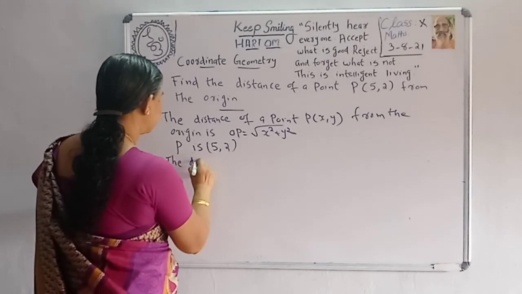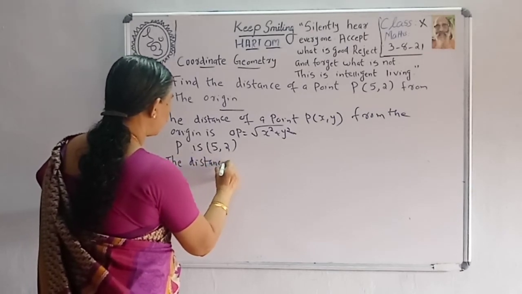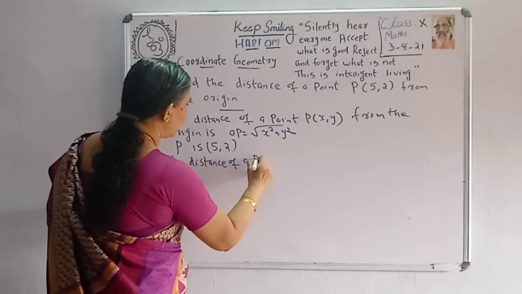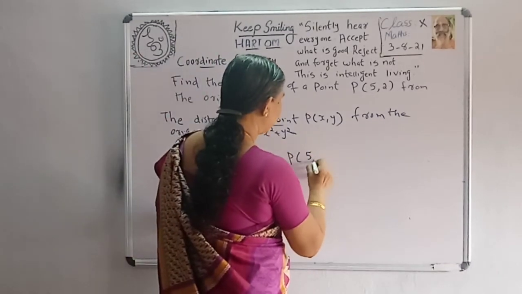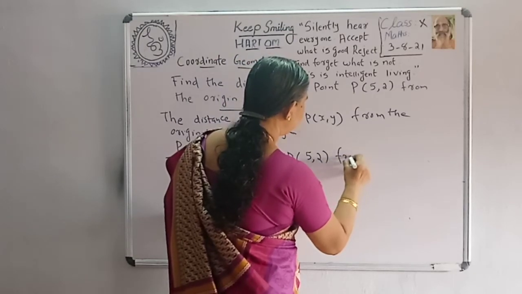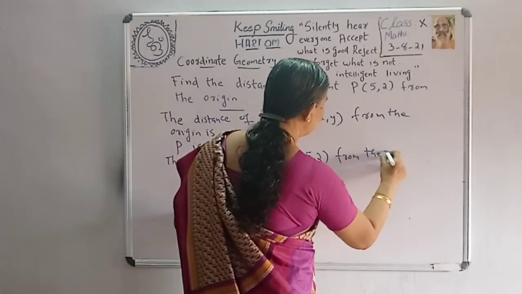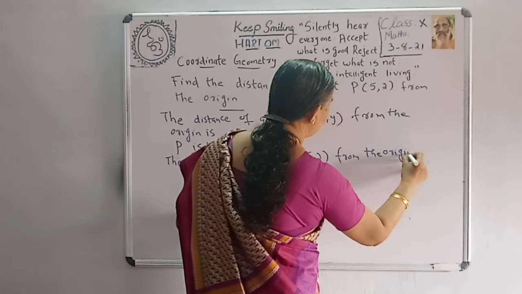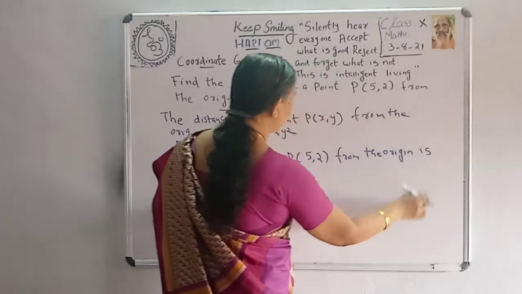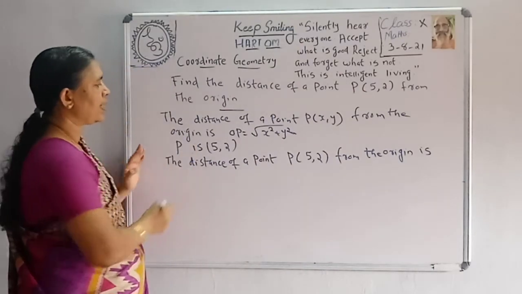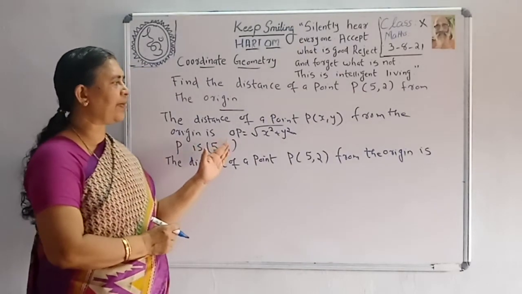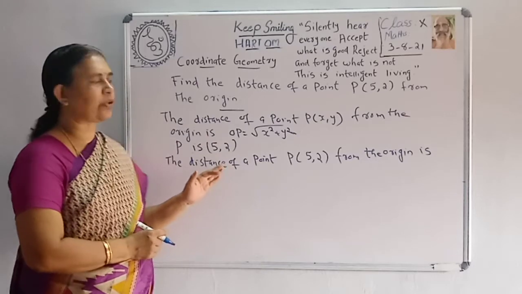The distance of a point P(5, 2) from the origin. What is the formula? If the distance of a point P(x, y) from the origin is OP, then OP is equal to the square root of x square plus y square.